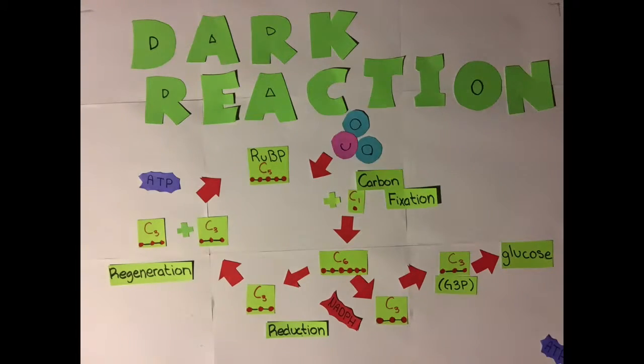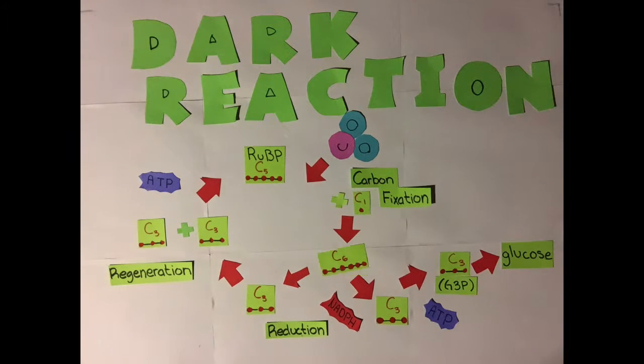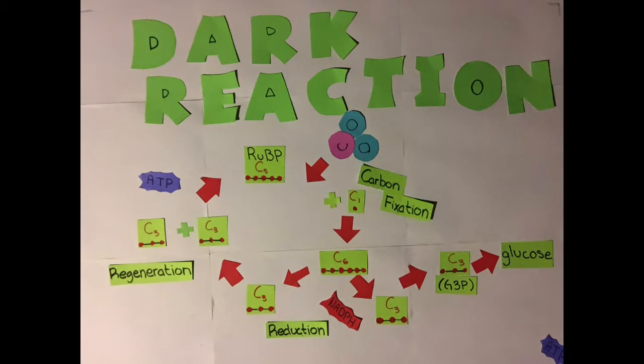The ATP and NADPH produced during the light reaction are then transferred and used in the dark reaction. The cycle starts with an organic substance called RuBP, which has 5 carbon atoms. The CO2 that was absorbed from the atmosphere is added to the RuBP to create a molecule with 6 carbon atoms. This is the carbon fixation stage.